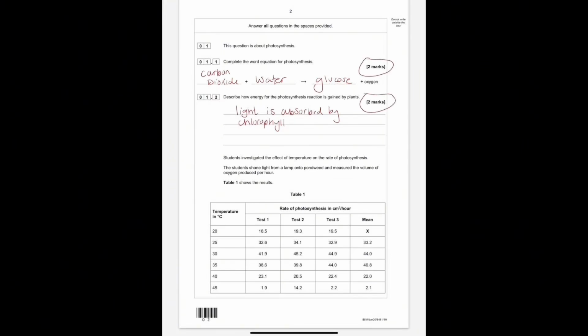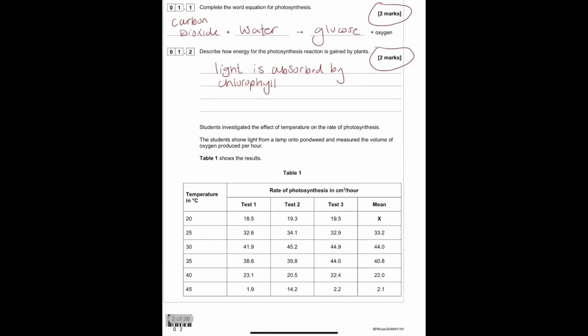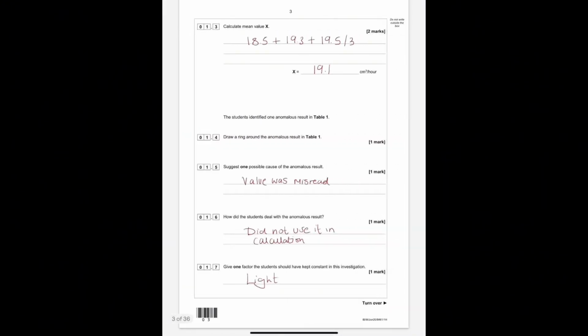Okay, so students investigated the effect of temperature on the rate of photosynthesis. The students shone light from a lamp onto pondweed and measured the volume of the oxygen produced per hour. Table 1 shows the results. So here we have the results over here. Just have a look at them. So it's asking you to calculate the mean value X.